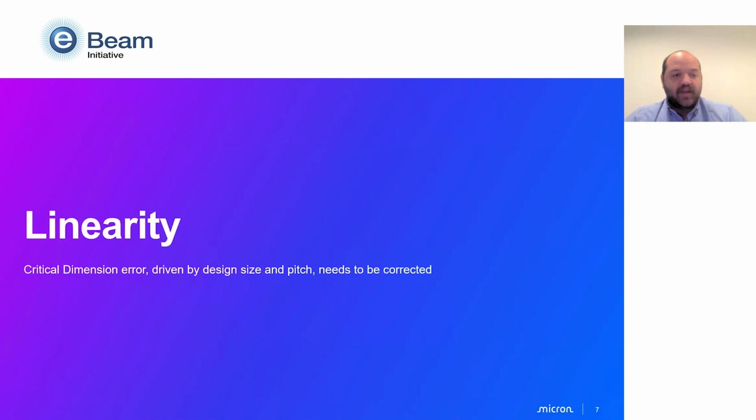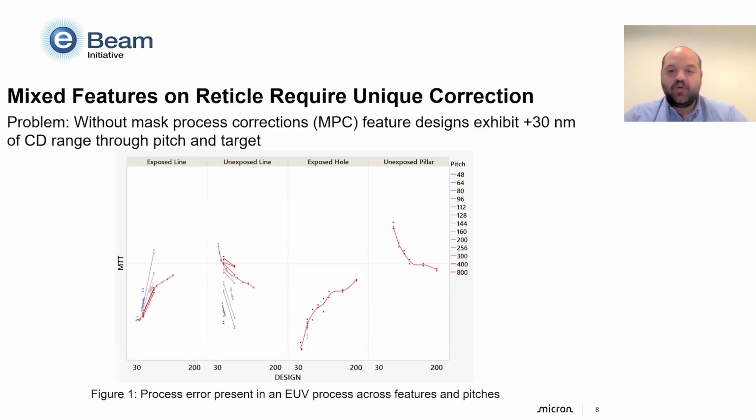So linearity, or critical dimension error driven by size and pitch, needs to be corrected. The graph shown here represents error in a mask making process across exposed line space features, unexposed line features, exposed contact holes, and unexposed pillars. The mask maker is tasked with providing features that meet the design targets as closely as possible.